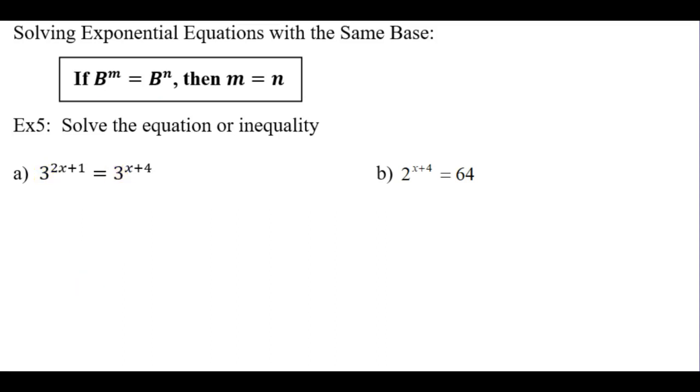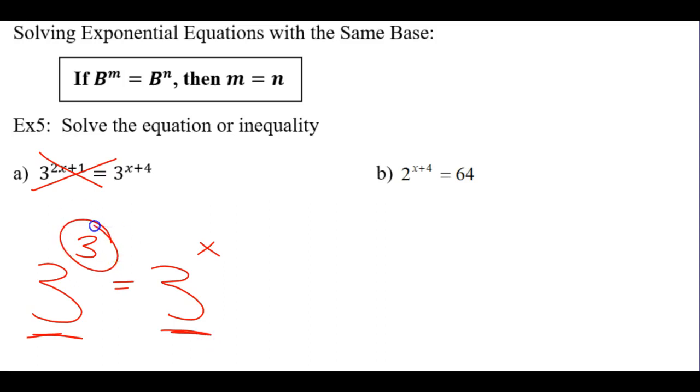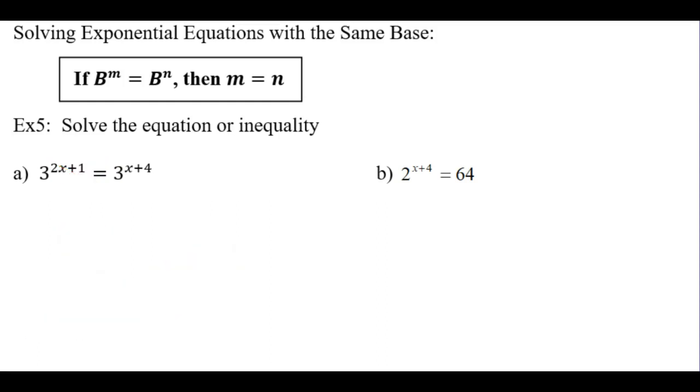So for a really easy example, if I have 3 to the third power equals 3 to the x power, this is probably the most obvious equation you've ever seen. What does x have to be? 3, right? If the bases are the same, then that means the exponents have to be the same in order for the equal sign to be true. Does that make sense?